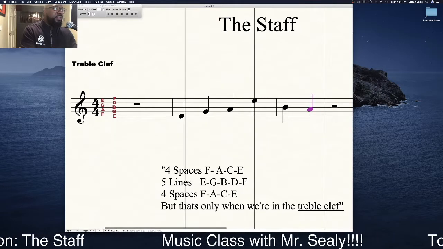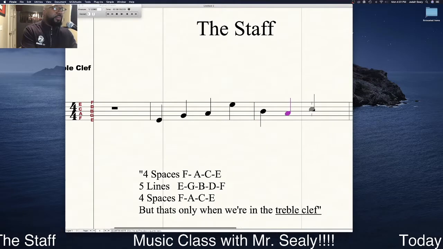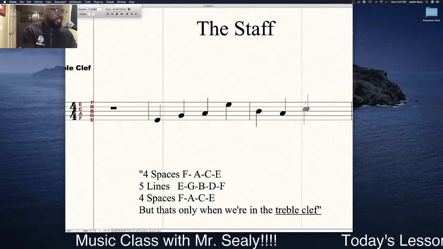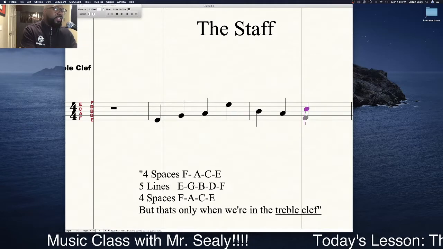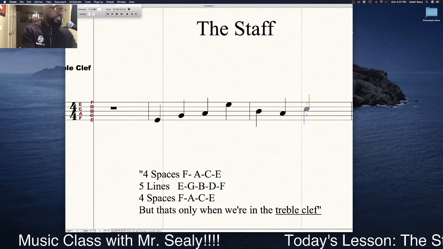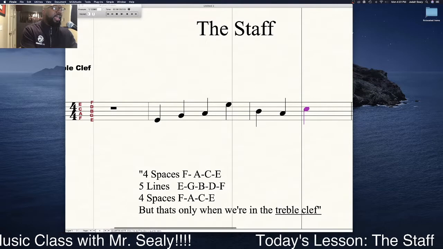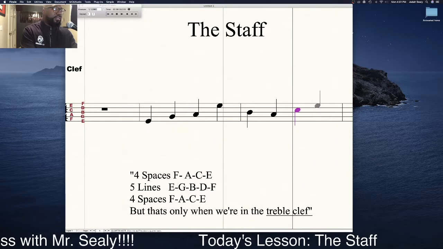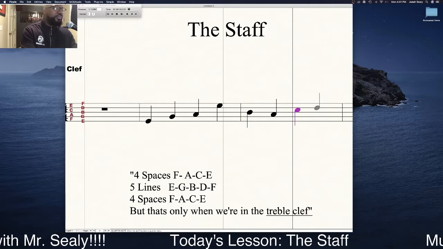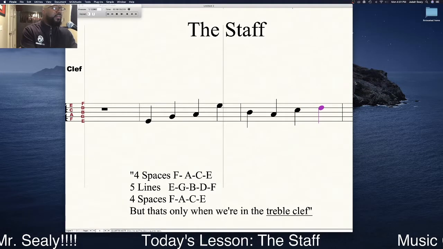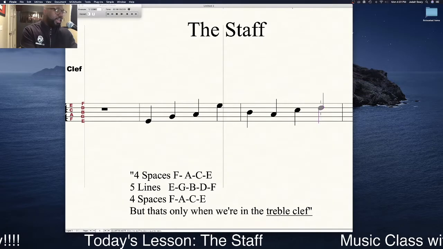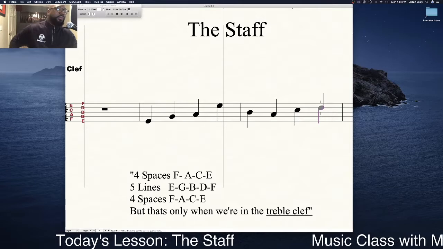Now, what if I put a note over here? This note is on the third space. It's not on the first space, not on the second space, it's on the third space. And let me put a note over here. This is where the fourth space would be, but I'm going to try it on the line. This note is on the fourth line, because we have the first line, second line, third line, and fourth line. It's right there.